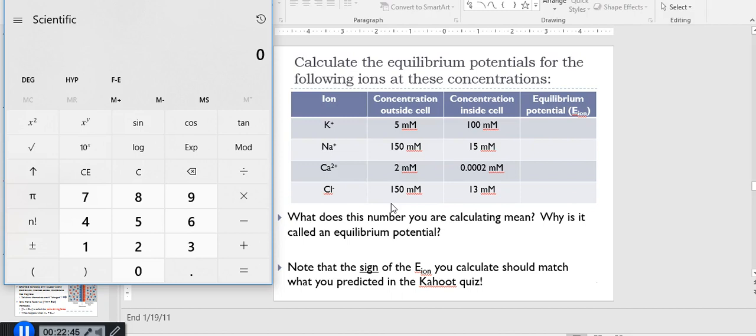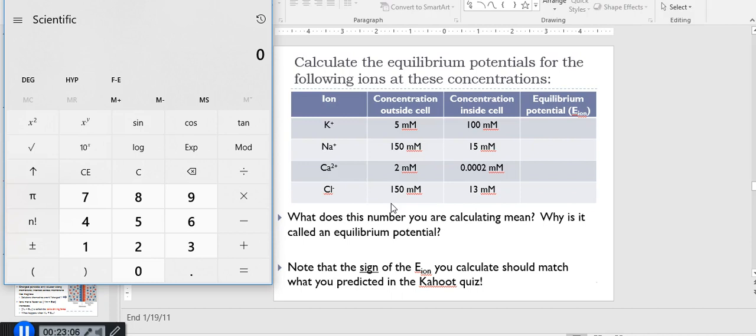So what does it mean that we calculated potassium's equilibrium potential to be minus 80 millivolts? Like, we can do that math, that's good, but what is that telling us? I don't think anybody's going to want to step out and try to answer that.